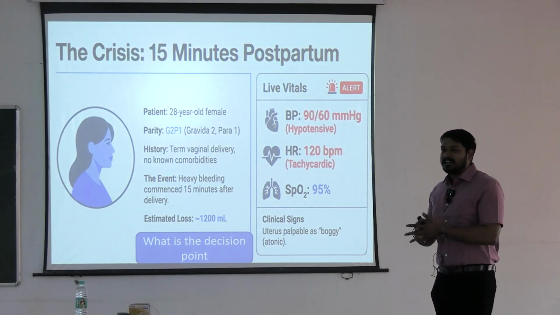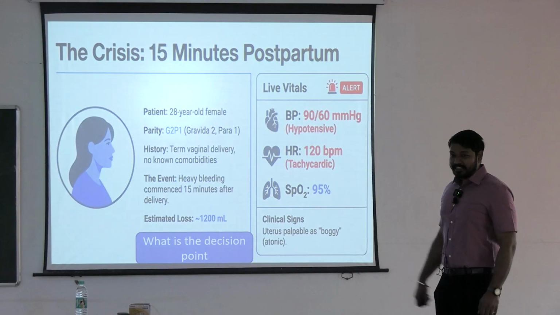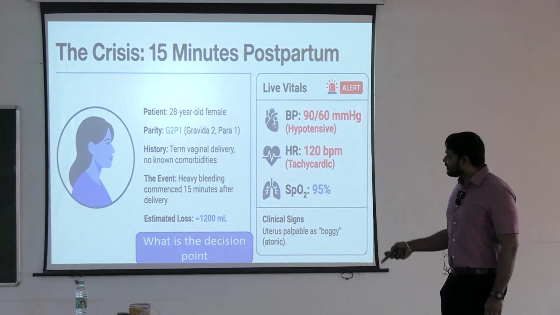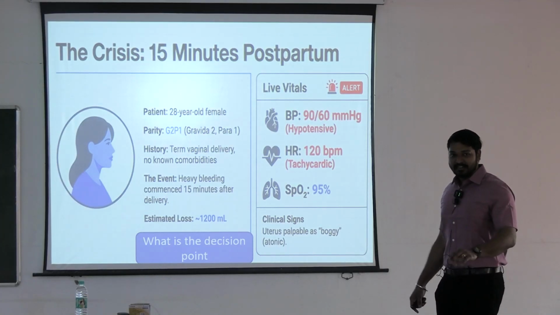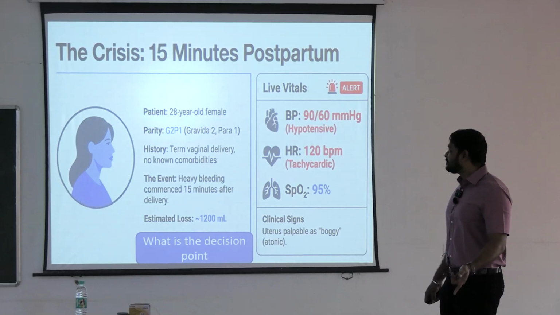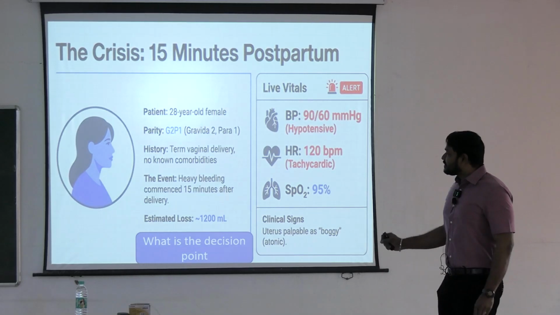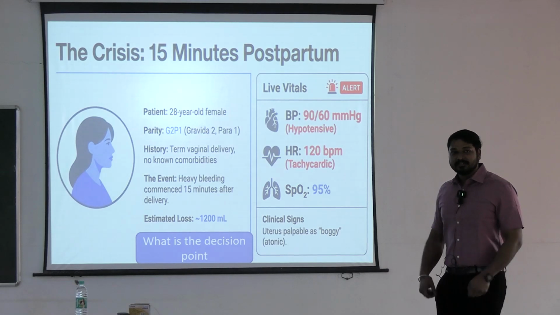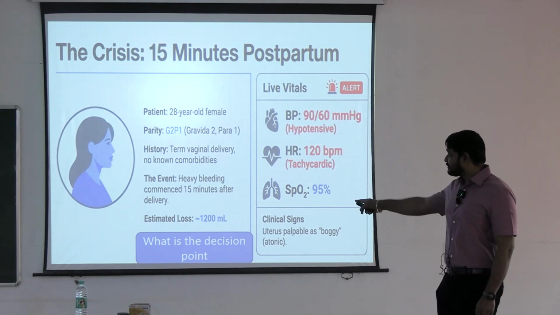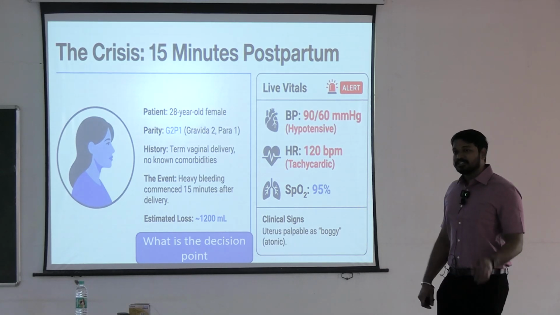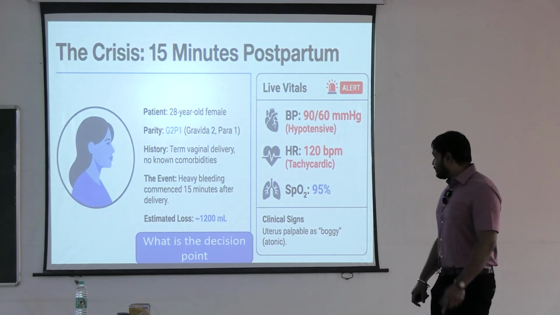You imagine a patient. The patient is 28 years old. She is second gravida, para 1. She has one child and she has conceived the second time. After her normal vaginal delivery, after 15 minutes, she suddenly started bleeding. Estimated blood loss is approximately 1200 ml.